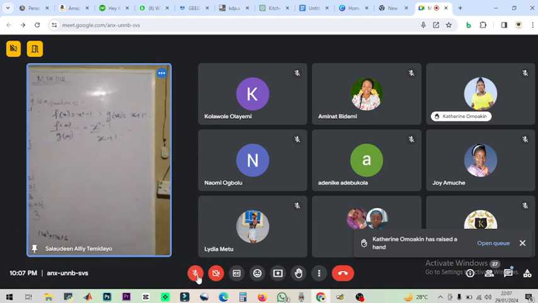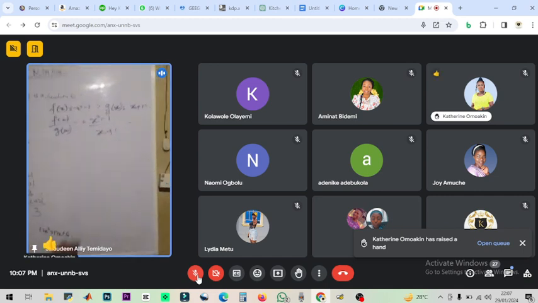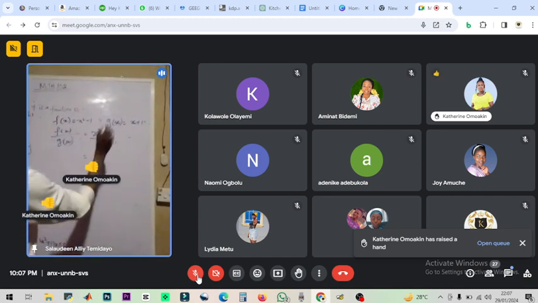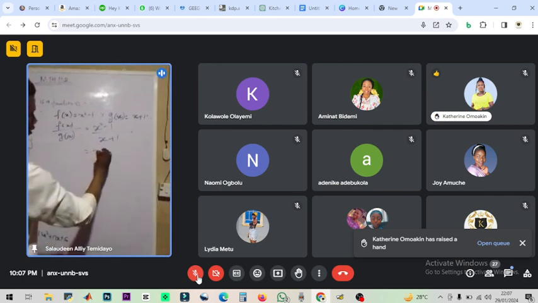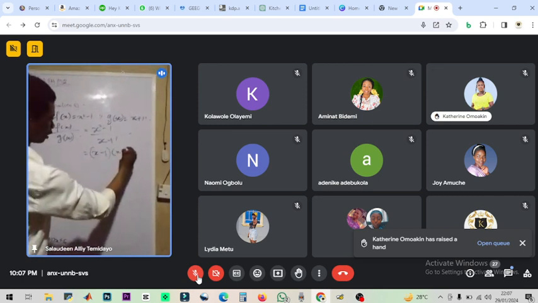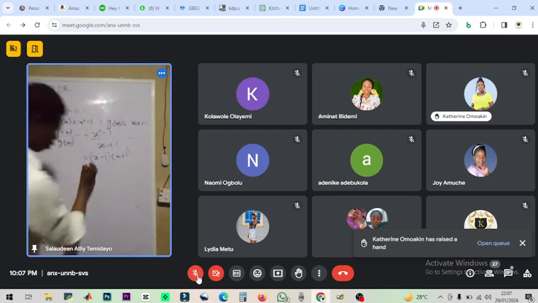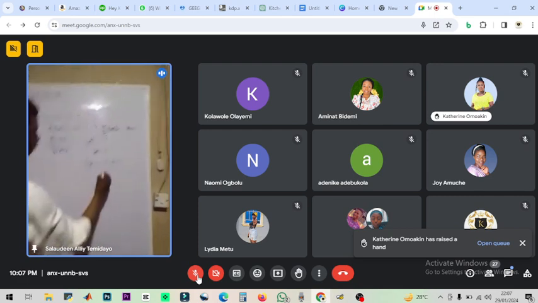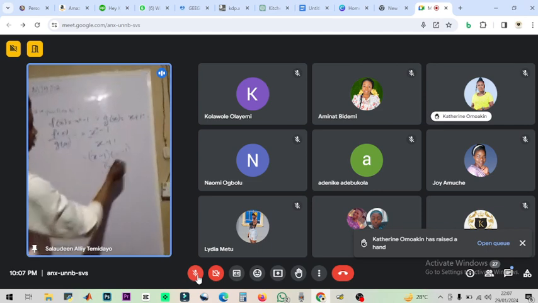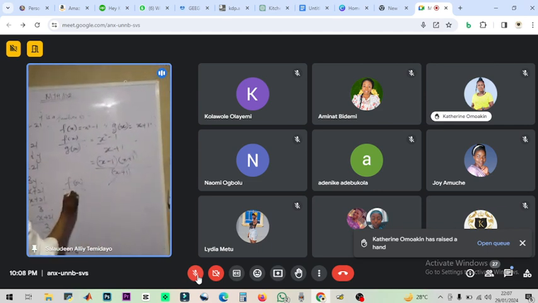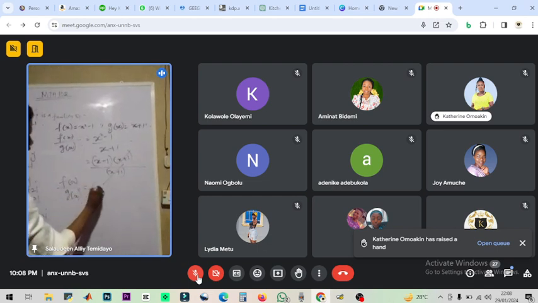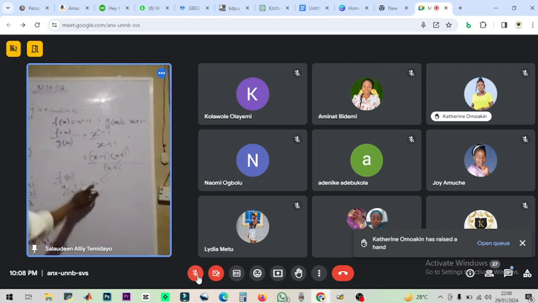Are we together? This is x squared minus 1. Factorize it. This is a difference of squares. That's x minus 1 times x plus 1, over x plus 1, right? So x plus 1 cancels x plus 1. So f of x over g of x is going to give me x minus 1. That's the answer.